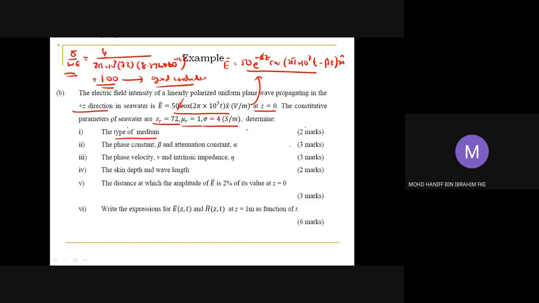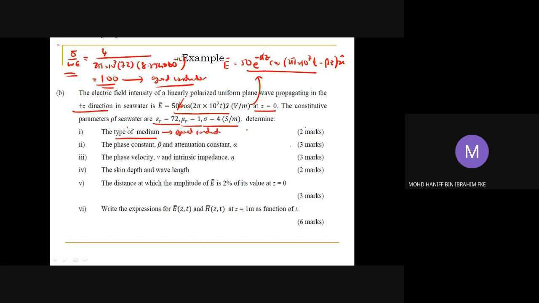Basically, this loss tangent depends on sigma, omega, and also epsilon. As calculated here, we obtained a loss tangent of 100. So we can consider this to be a good conductor compared to 1, at this frequency of 10 to the power of 7 Hertz. So for number 1, the answer for this medium is a good conductor.